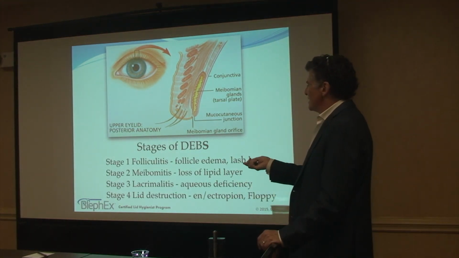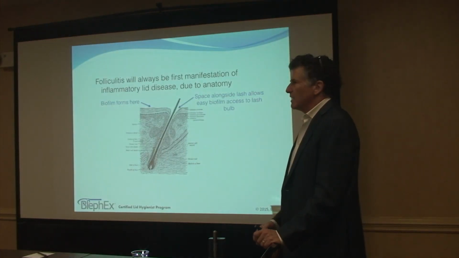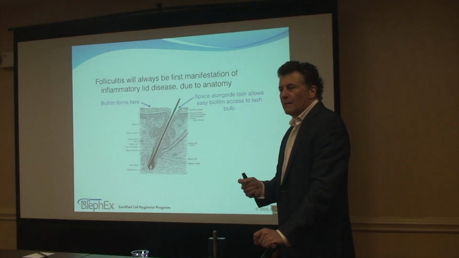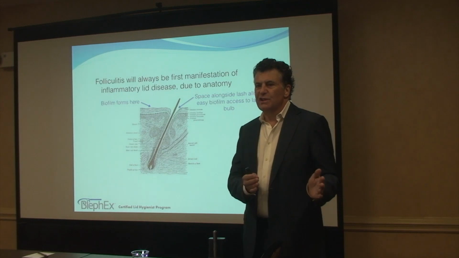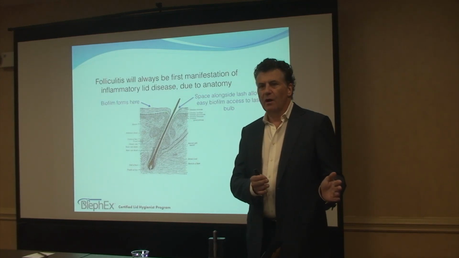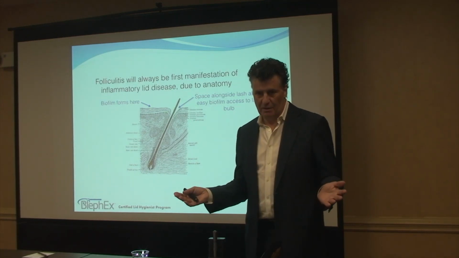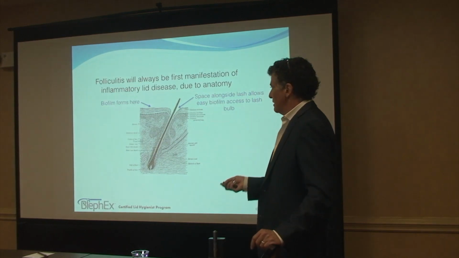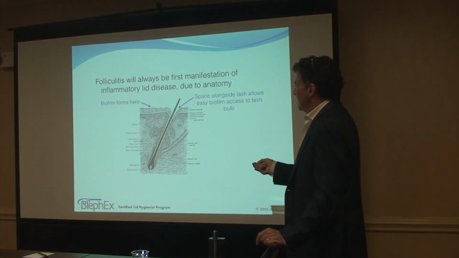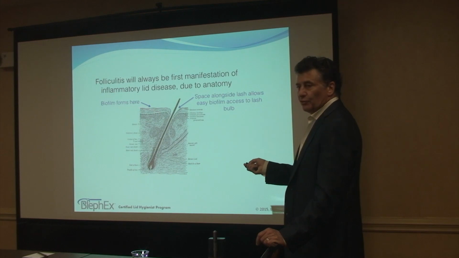Now, how does it progress throughout the lid? Well, stage 1 is folliculitis. It's always going to be first. Now, the stages are just as simple as the etiology here. All you have to know is a little bit of lid anatomy, and the stages are easy. Folliculitis is first because of the anatomy. The biofilm forms here first, right?